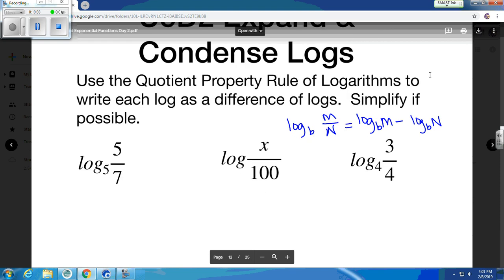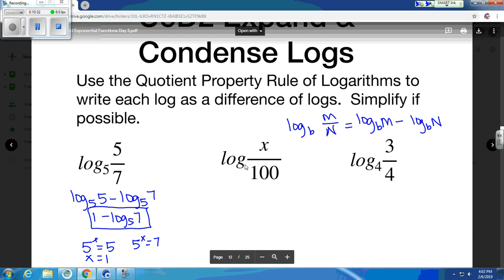So using that property, log base 5 of 5 over 7 becomes log base 5 of 5 minus log base 5 of 7. 5 to what power equals 5? The answer would be 1. And 5 to what power equals 7? Can't do that easily, so I leave it as log base 5 of 7.